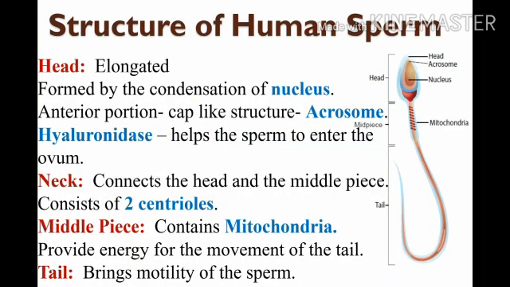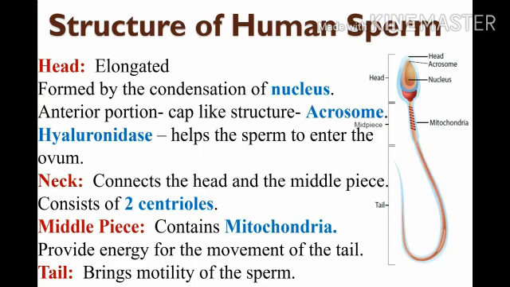Next, we can see the structure of the sperm. The sperm contains four main parts, that is the head, neck, middle piece and the tail. First is the head, which is elongated and is formed by the condensation of the nucleus. The anterior portion of this head contains a cap-like structure called the acrosome. This acrosome contains the enzyme hyaluronidase, and this enzyme helps the sperm to enter into the ovum, that is the egg. The sperm has to enter into the egg, and for that, this enzyme hyaluronidase helps.